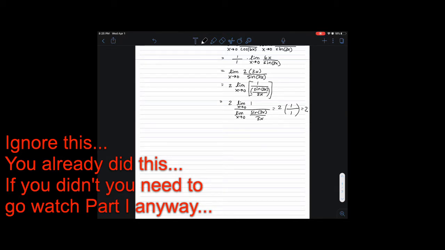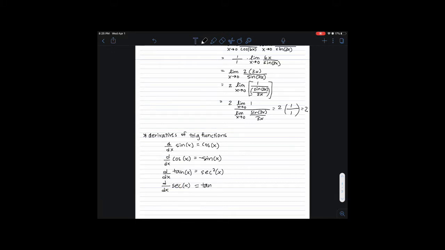Okay, so the next thing I want you guys to be aware of is derivatives of trig functions. So these are just equations we talked about. The derivative with respect to x of sine of x is cosine of x. The derivative with respect to x of cosine of x is negative sine of x. The derivative with respect to x of tangent of x is secant squared of x. And the derivative with respect to x of secant of x is tangent of x times secant of x.